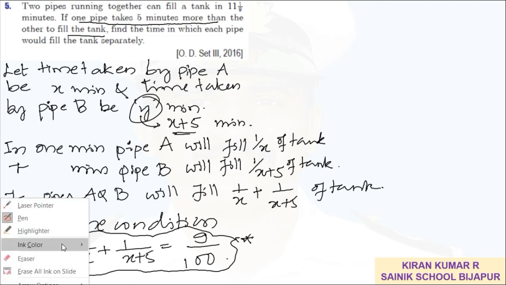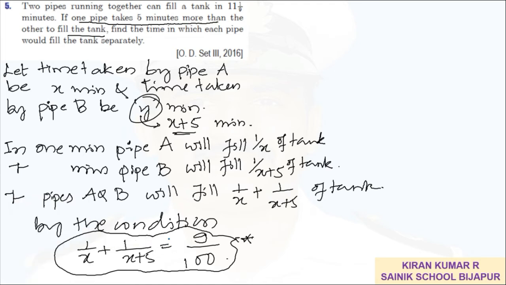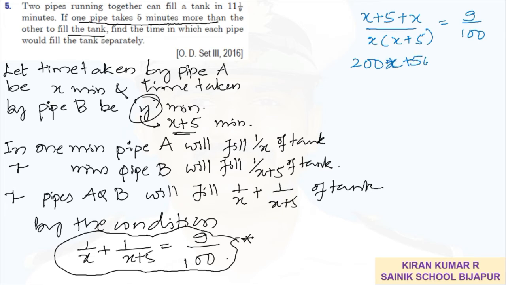So let me continue in different colors here. Upon simplifying, we have to take the LCM. The LCM will be the product, which will be equal to 9/100. Now cross multiply, it is 200x + 500 equal to 9x² + 45x. Further, the equation can be written as 9x² - 155x - 500 = 0.